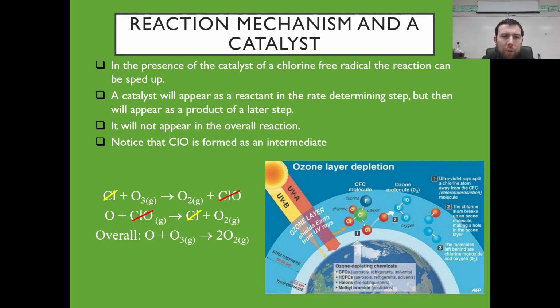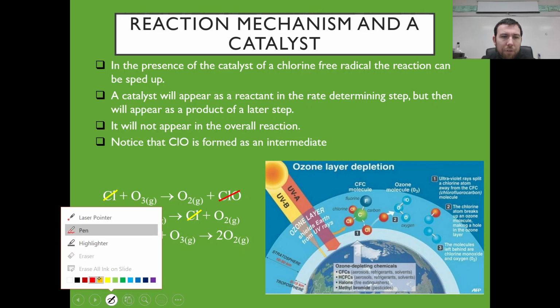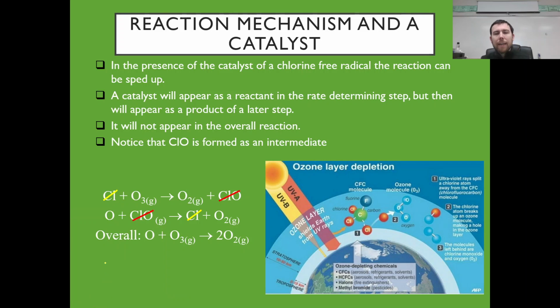What we should notice about this process is that the difference between the intermediate and the catalyst is that the catalyst shows up as a reactant and then it's regenerated as a product. So in this case, that free radical chlorine, that's our catalyst. So Cl is the catalyst.